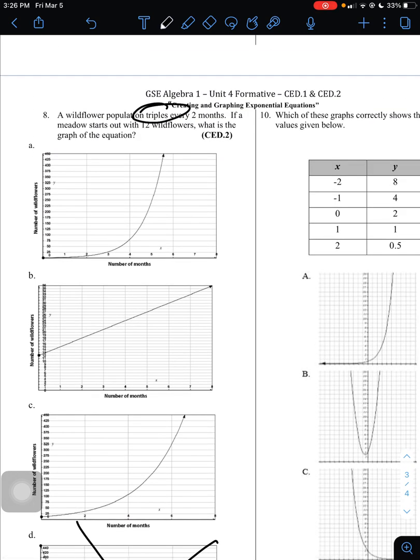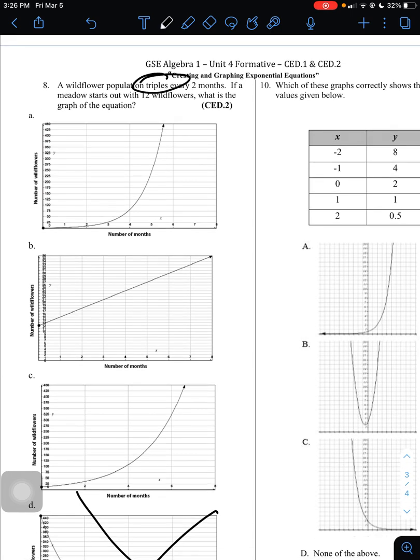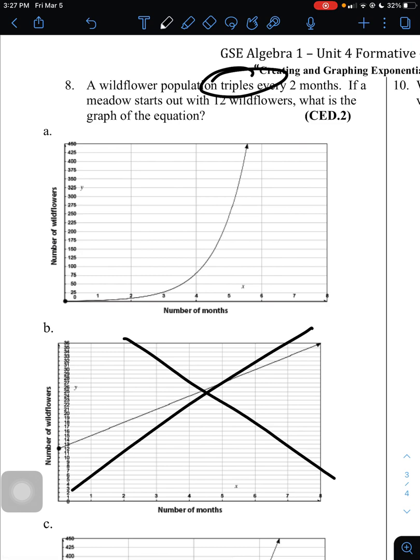Now, since we're tripling, I need to go ahead and ask myself, is this a linear function or an exponential function? Since I'm tripling, I know that's exponential. So I'm going to go ahead and X out answer choice B, because that's a linear function. So now I'm in between A and C. They're both increasing, which is great. But what I'm going to want to focus on is that y-intercept. How many flowers are they starting with? Because I know how many I need to start with. It tells me right here we have 12 wildflowers.